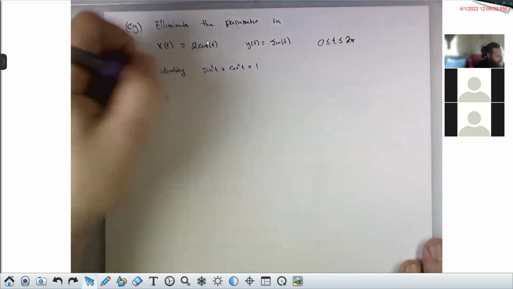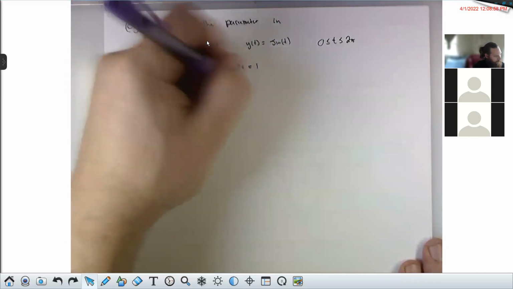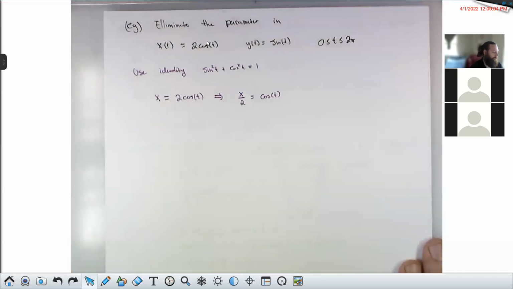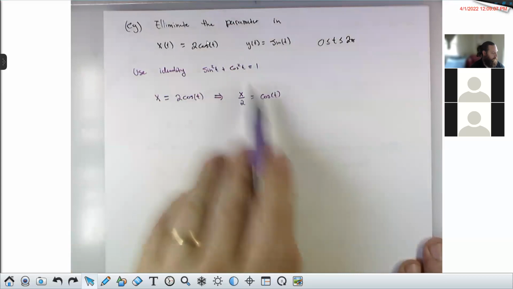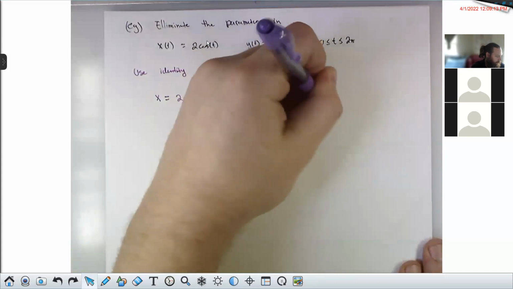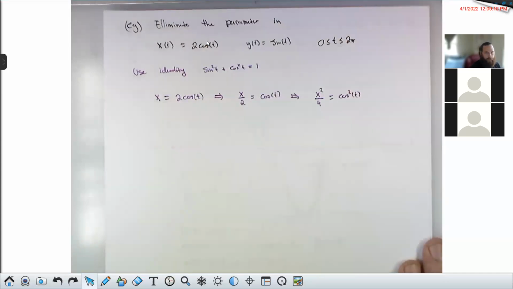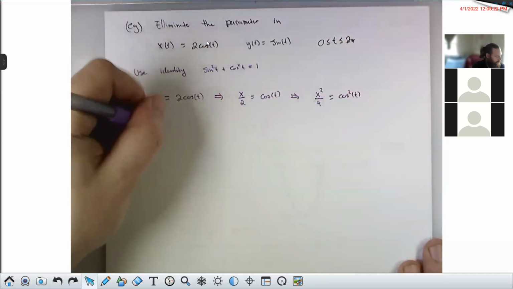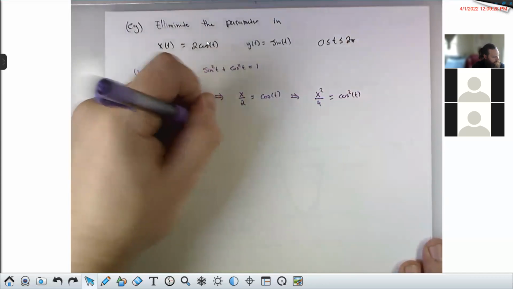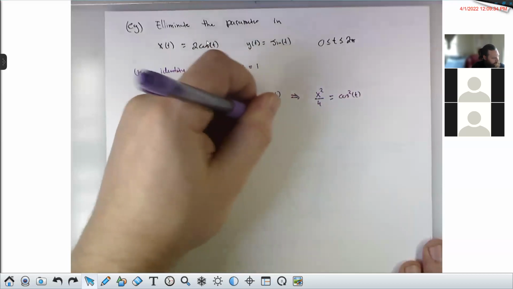So I know that x is 2 cos t, which means that x over 2 is equal to cosine of t. I want to use this identity, so I need a cos squared. So let me square both sides. And then I'm going to do the same thing with the y's. y is just sine of t, and I know I need sine squared. So I square both sides and I get y squared is equal to sine squared of t.